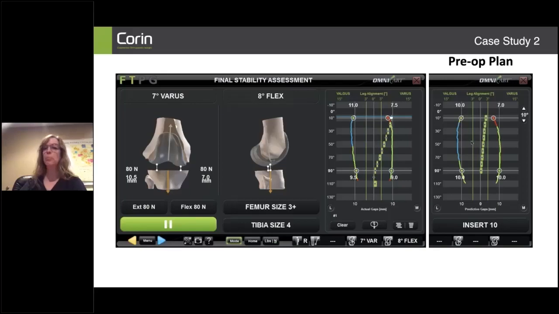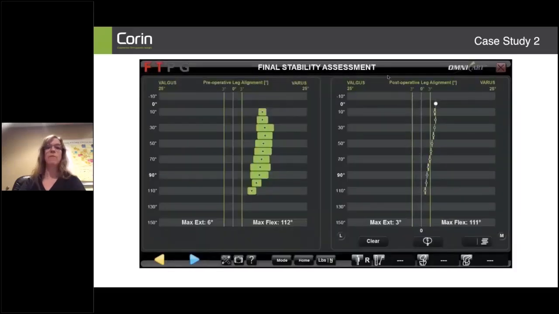And then again, this is our pre-op plan. Very similar in terms of our gaps. And then again, final stability assessment compared to the preoperative kinematic curve. Significant improvement. So this can be very helpful in these difficult cases.